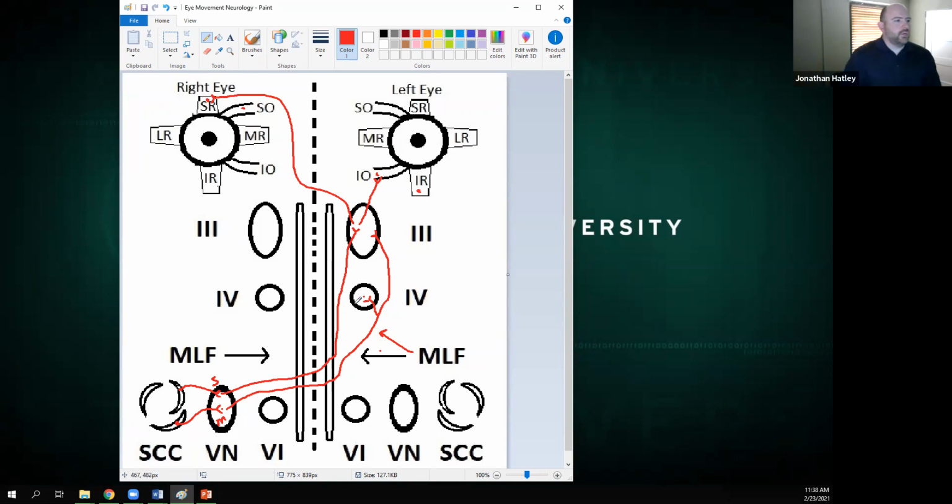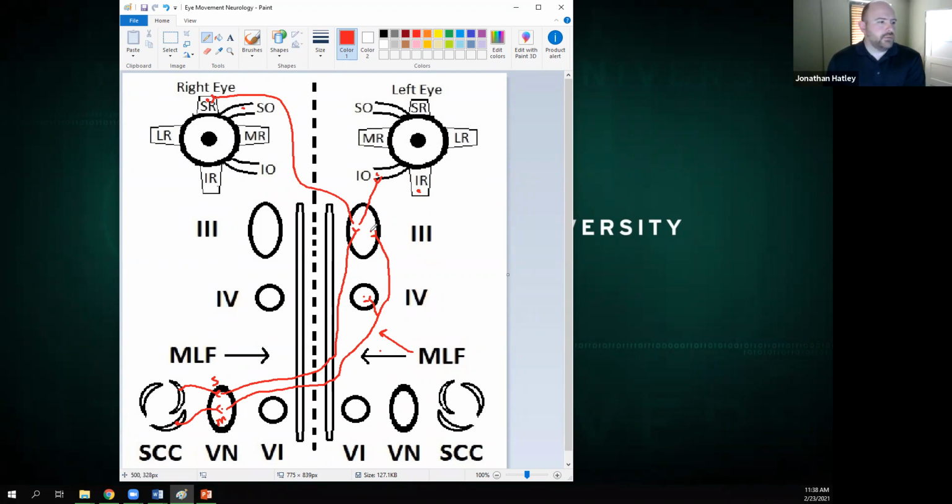So remember, in order to make our eyes cyclotort as we need them to, for a right head tilt, or a right head roll, rather, we need to do a levocyclotorsion. The upper poles of both eyes need to move to the patient's left. And so that's going to require the right eye to encyclotort and the left eye to excyclotort. As part of that, the inferior rectus needs to fire for the left eye, and the superior oblique needs to fire for the right eye.